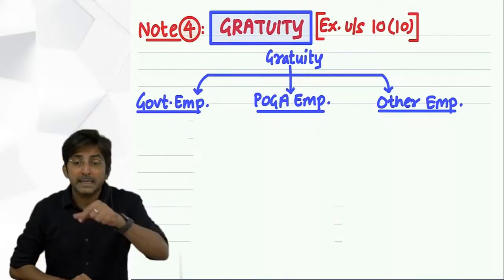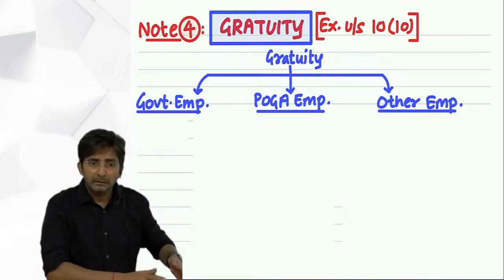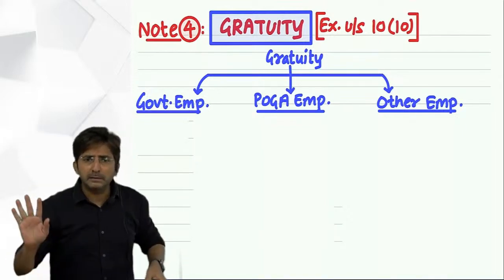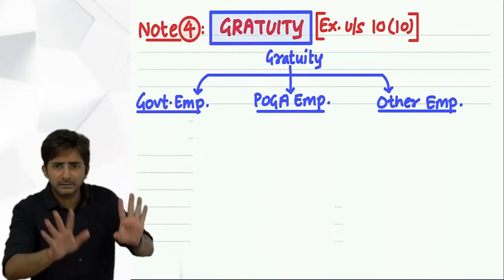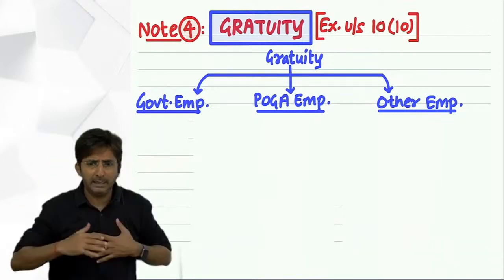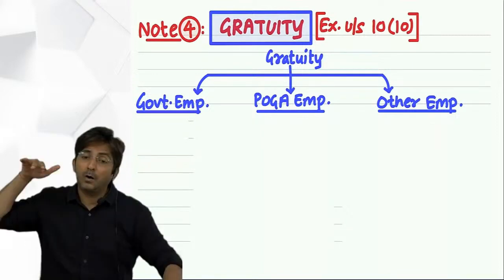In the private sector, your boss might be filthy rich. He might literally give you crores. Then the government says your boss is rich. He has given crores of amount to you, but we will exempt up to a limit. In short, in the private sector, why does the government have to put a limit?